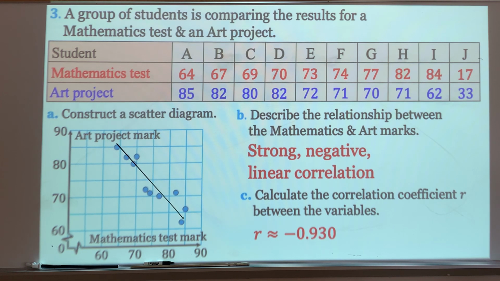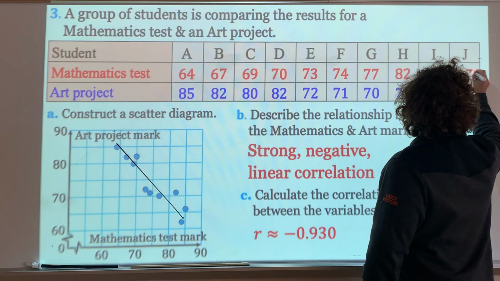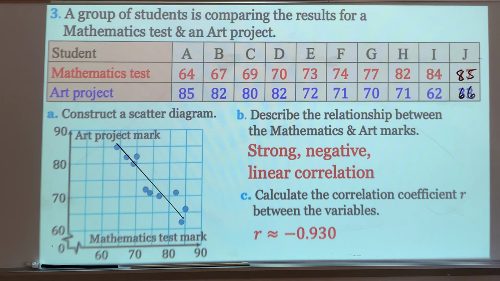84, 85, 66. Wow. 85, 66. Yeah, that made absolutely no sense the way that was. Alright, so I'm going to go fix my last line. 85, 66. Luckily I can just write right over it.